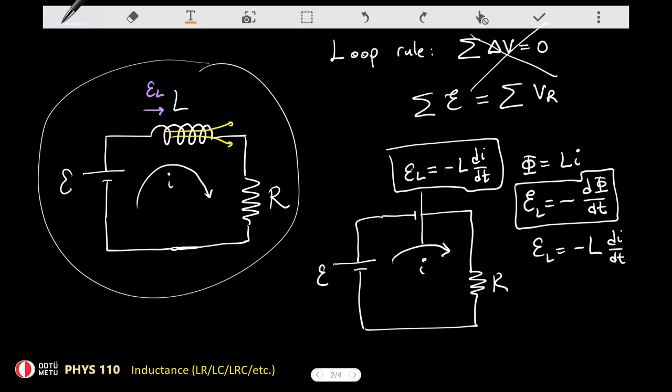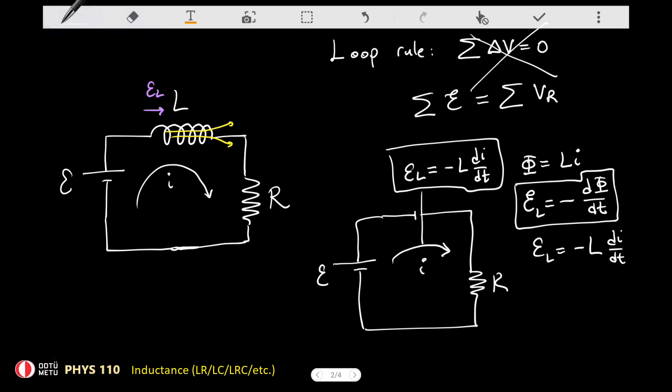So therefore, for this circuit, let me erase this. I'm going to write down the loop rule like this. So sum of the EMFs. We have the EMF of the battery plus the EMF of the inductor, right? So that's going to be the total EMF. That's the left-hand side. On the right-hand side, I'm going to write down the potential drops.